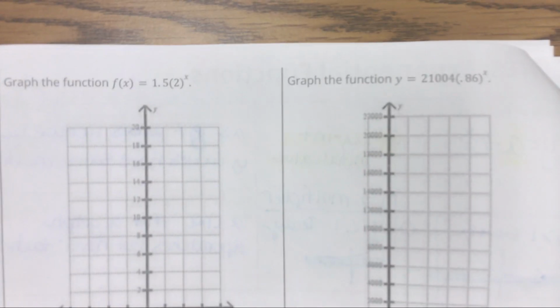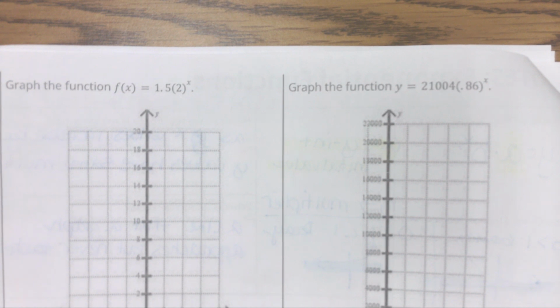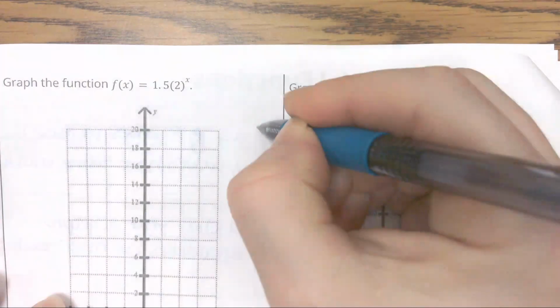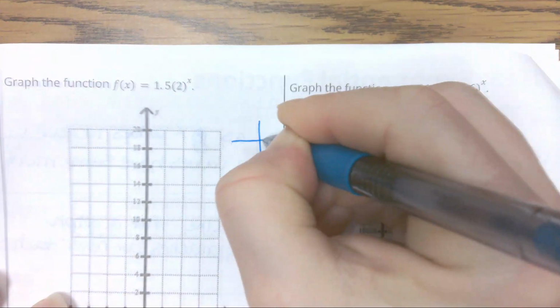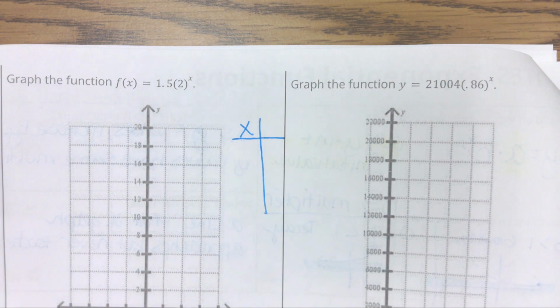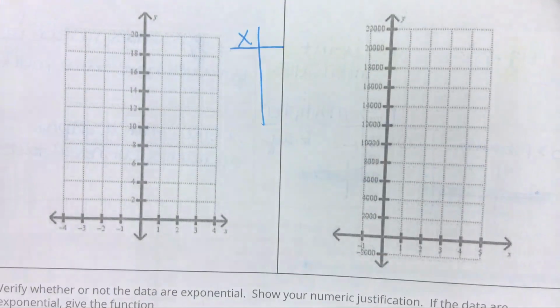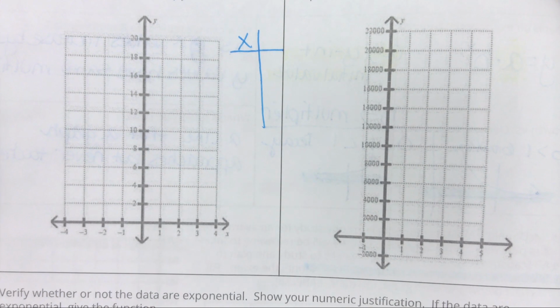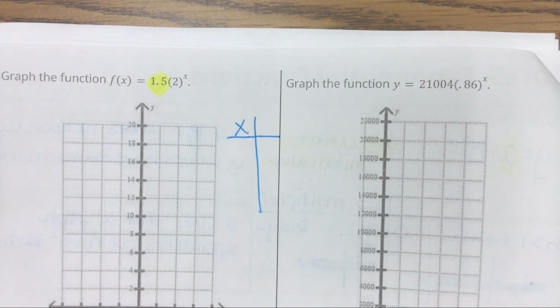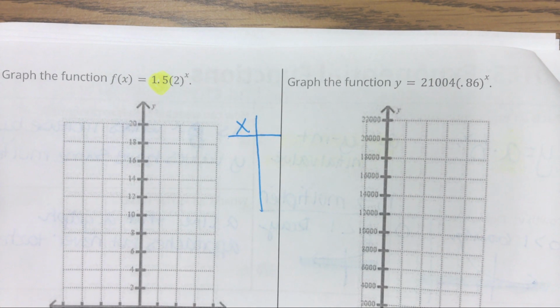Alrighty. So, when I am graphing this, if you want to make a table, you can, or you could just kind of have your calculator handy. Let's start at 0. What is the y-intercept? It is 1.5. The initial value is 1.5. Would you go ahead and put that on the y-axis, please?